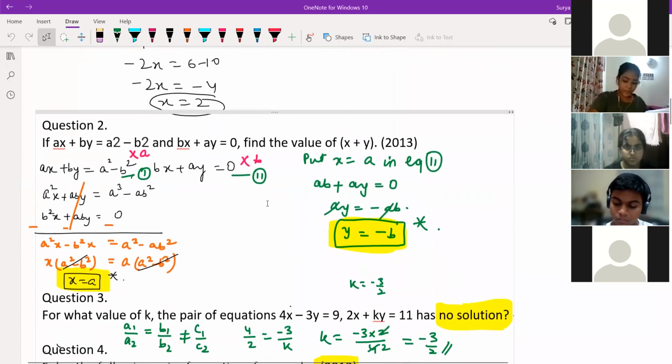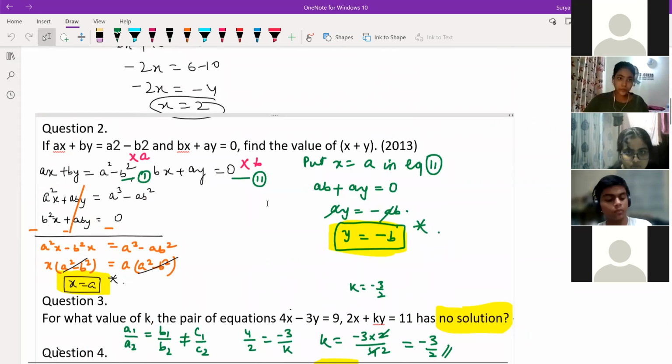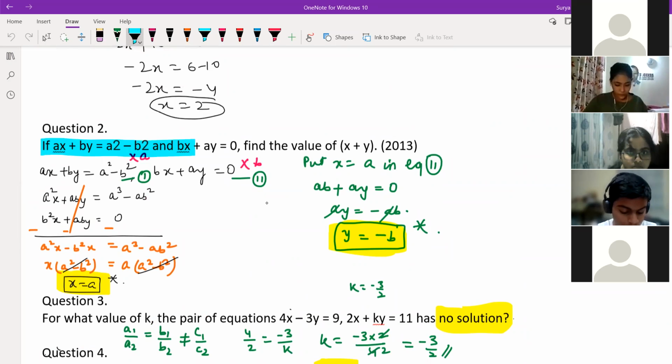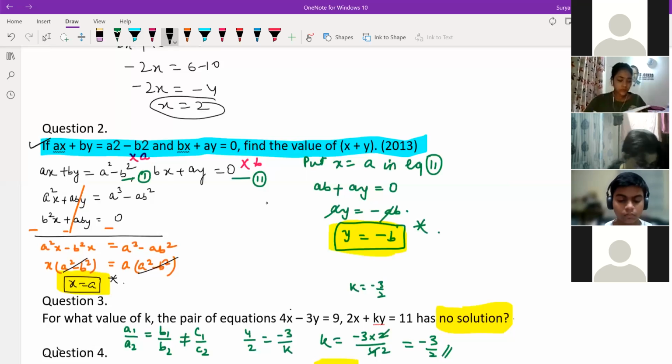Now see, this is the question which came in 2013. This question is from 2013, question number 2. You can do it or not, just check. You can do this or not. Ax plus by whole square, this is a square, children. This is a square minus b square. A square minus b square. Okay.